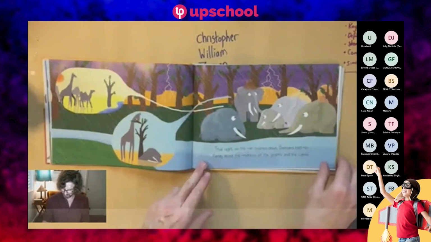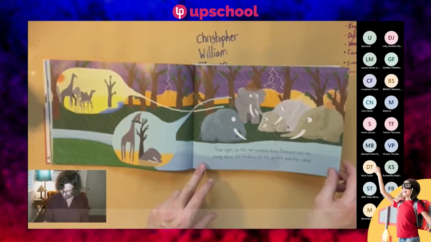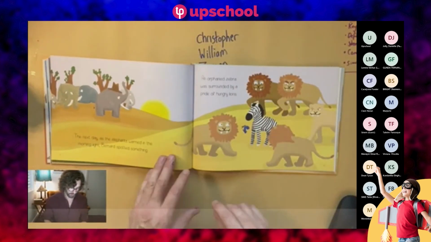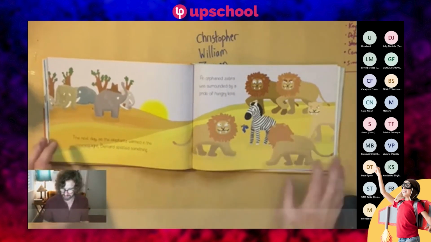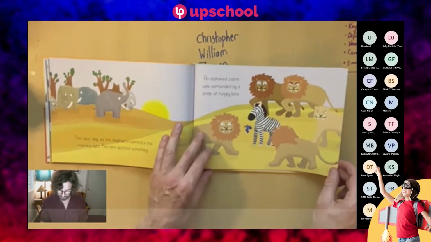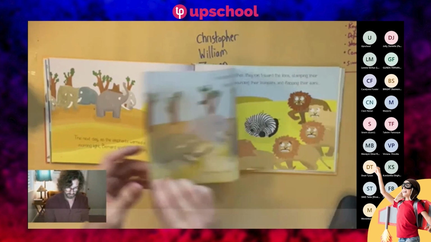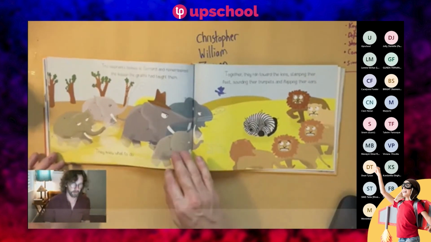That night, as the rain poured down, Bernard told his family about the kindness the giraffe had shown him. And the next day, the elephants, warmed in the morning light, spotted something in the distance. An orphan zebra was surrounded by a pride of hungry lions. The elephants looked at Bernard and remembered the lesson the giraffe had taught them.